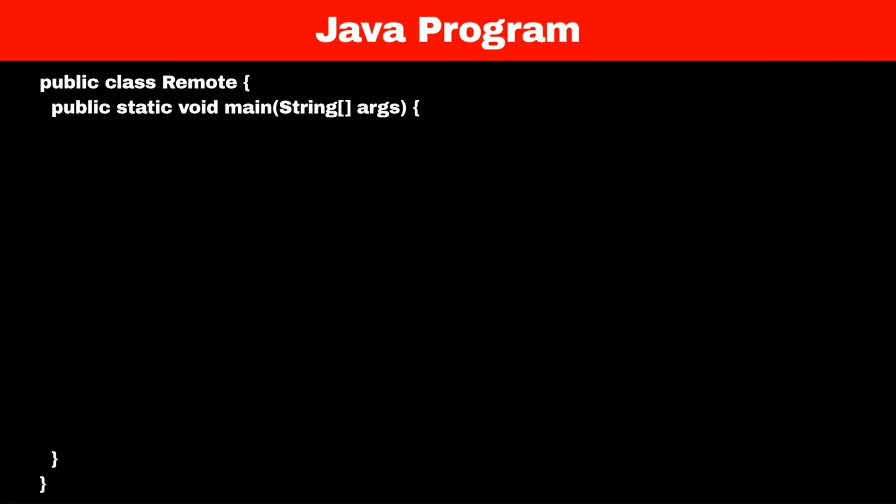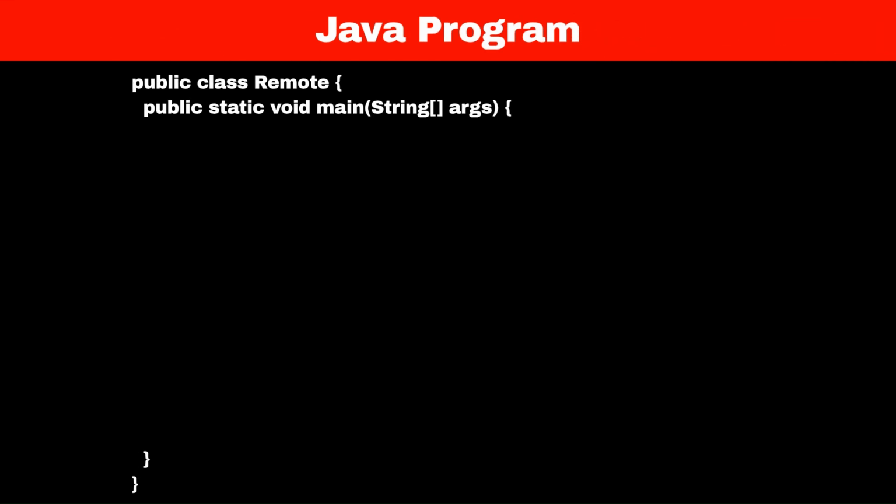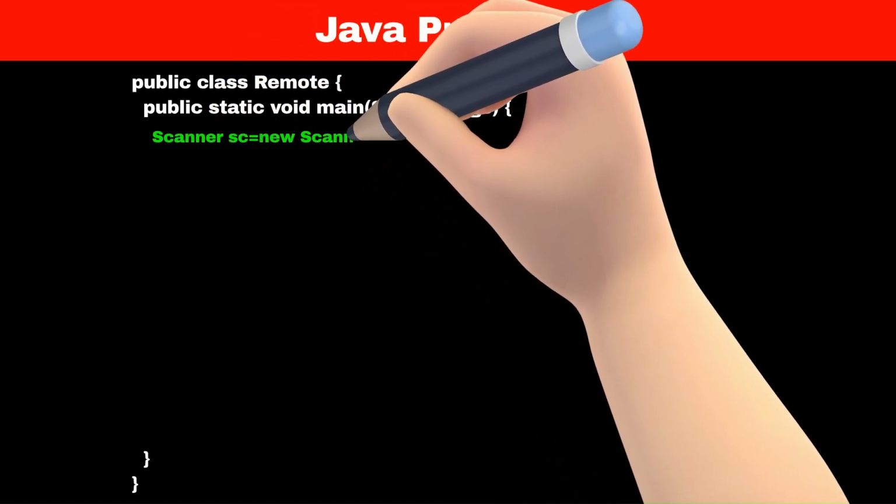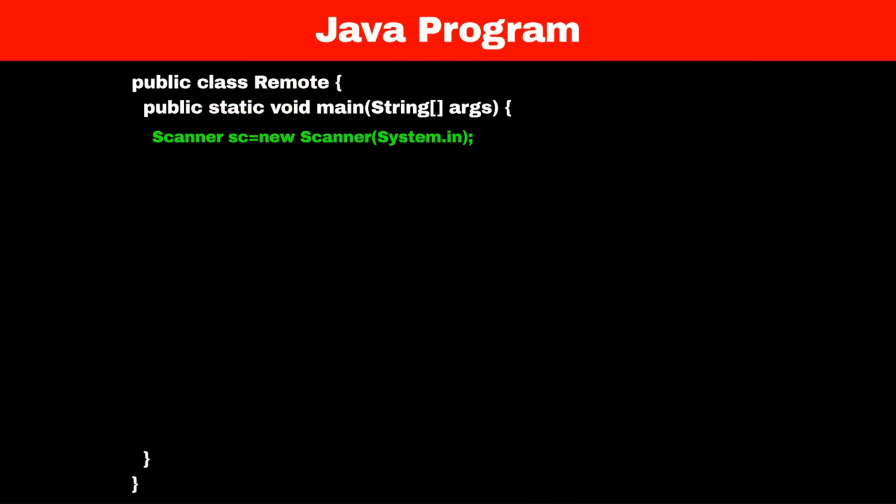First, we have to create a class and main method. We will name our class Remote. Now to take input from a user, we have to import the Scanner class and create its object in the main method. Now let's take input from a user using the nextInt method and store it in the channel number variable.